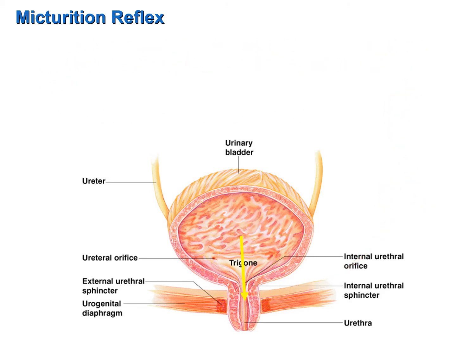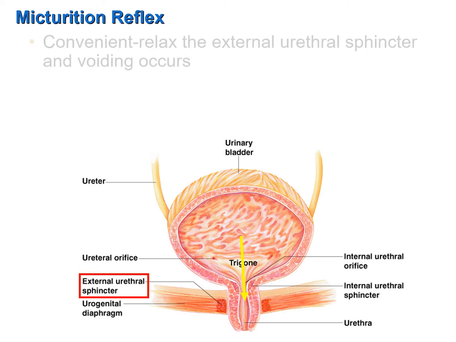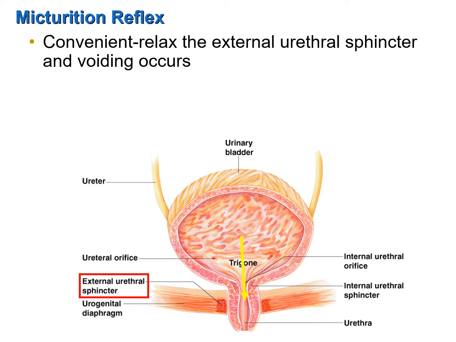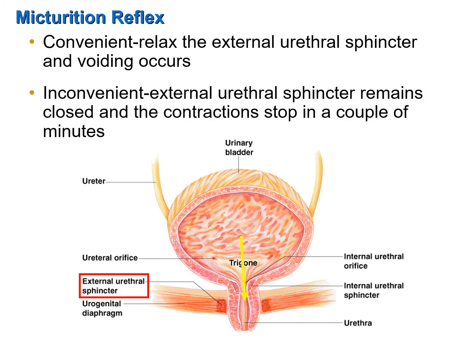With urine now in the superior portion of the urethra, we enter the voluntary portion of micturition, which involves the external urethral sphincter. If it is convenient to void, then one simply relaxes the external urethral sphincter and urine is flushed from the urinary bladder. However, if it is not a convenient time, then one simply fails to relax the external urethral sphincter so it remains closed, and within a couple of minutes the contractions stop.